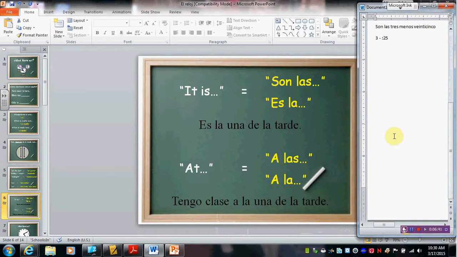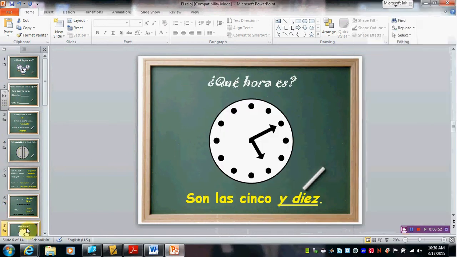A las is going to be used for, of course, anything between 2 and 12. And a la is going to be used for 1 o'clock. Let's look at a couple examples right here.